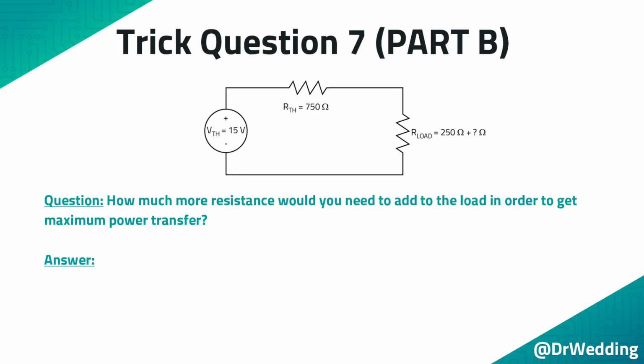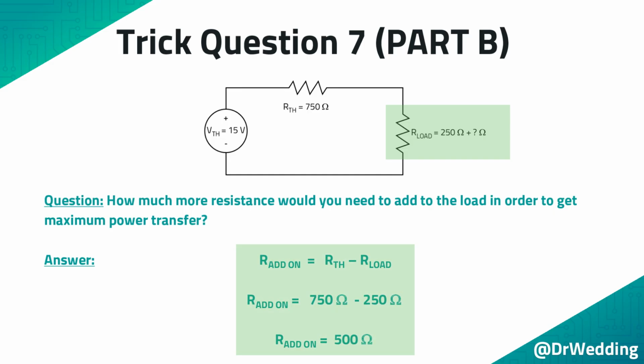If your instructor is feeling extra tricky, you might get a follow-on to question 7 such as, how much more resistance would you need to add to the load in order to get maximum power transfer? Now this problem has turned into a maximum power transfer problem. But just like before, the answer is not 750 ohms. For maximum power transfer, you need a total load resistance of 750 ohms, but you already have a 250 ohm load resistance. So the answer is the difference between 750 ohms and 250 ohms. Therefore, you need an extra 500 ohms added to the load.